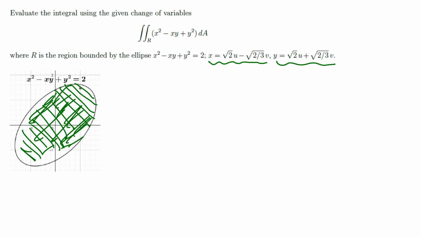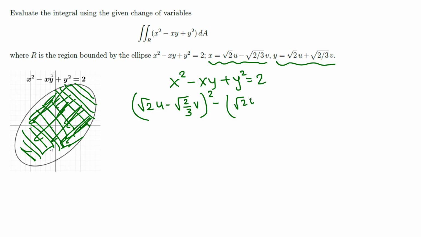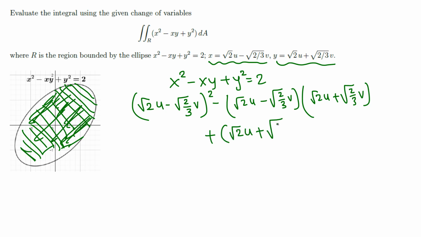Let's see. We have x squared minus xy plus y squared equals 2, and let's plug in these substitutions. x squared minus xy plus y squared: x is root 2 u minus root 2 over 3 v, quantity squared, minus root 2 u minus root 2 over 3 v times root 2 u plus root 2 over 3 v, plus y squared, that is root 2 u plus root 2 over 3 v quantity squared, equals 2. Now we need to multiply this by itself, multiply these two, and multiply this by itself.